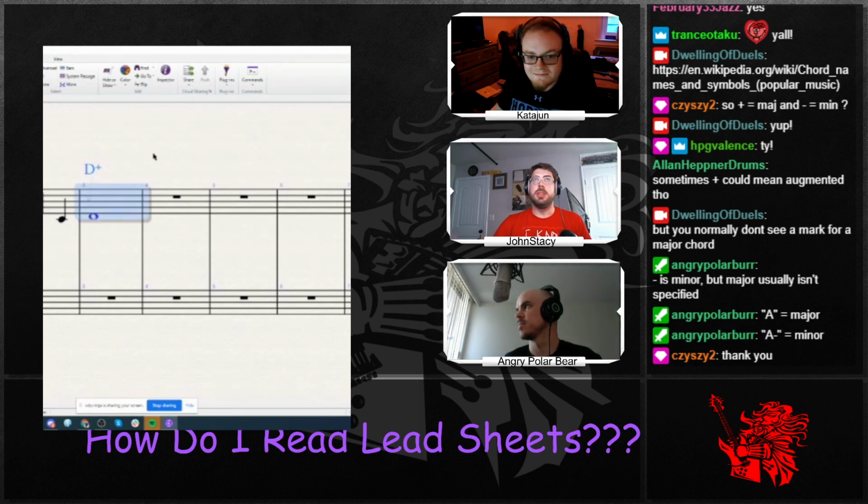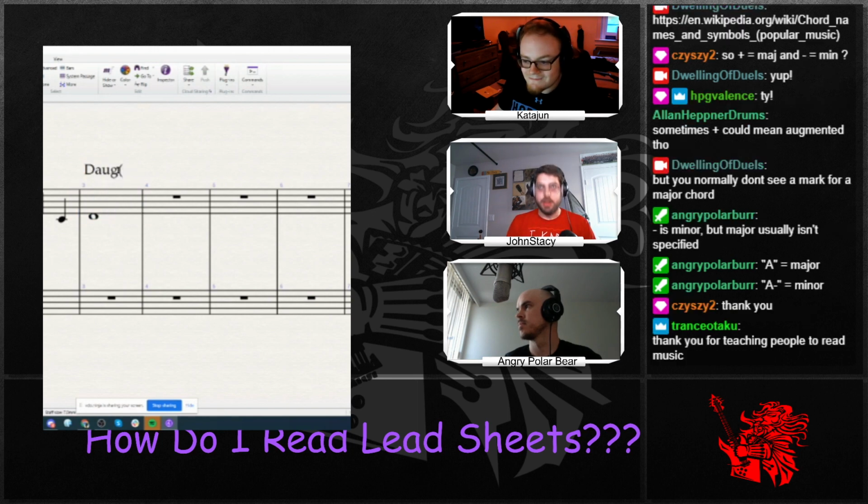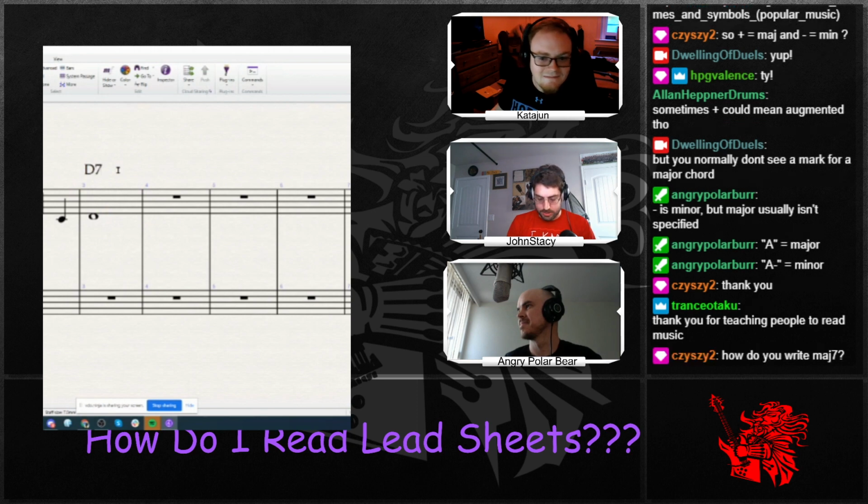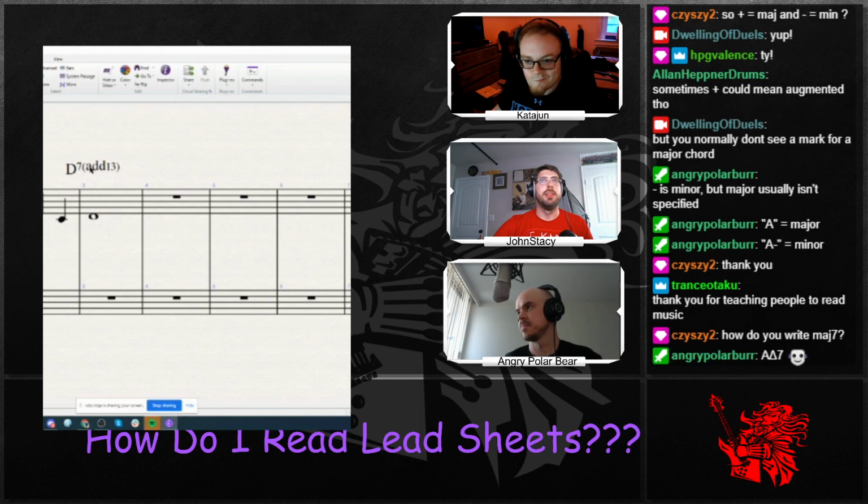So if you see a D plus, that would be a D augmented. Sometimes, and this is kind of obsolete, it'll be something like a D7 plus 13, which in the parentheses basically means add the 13, but that's kind of obsolete and very unclear. So plus almost always means augmented. Generally, if you want to use add, they just write out add now.